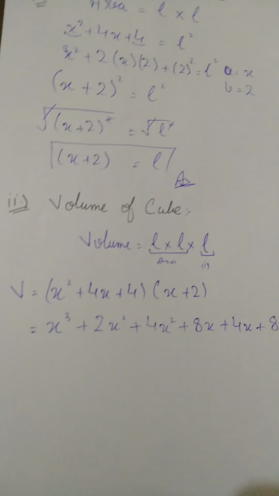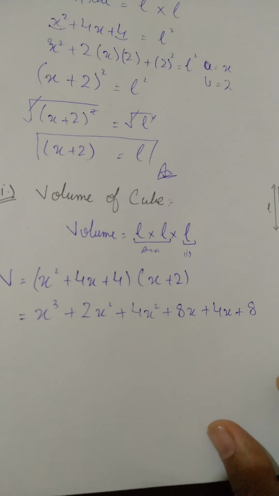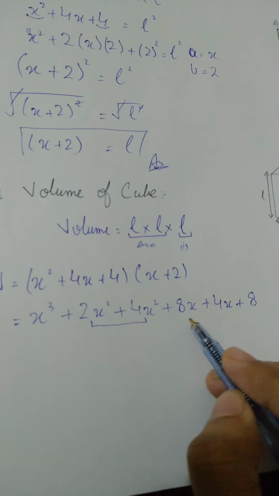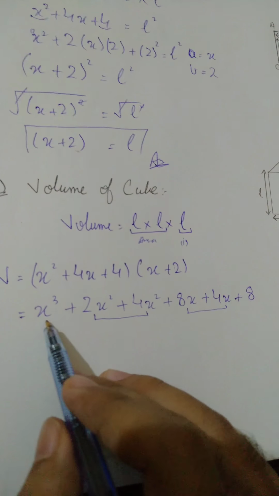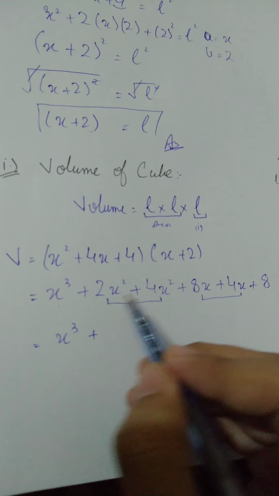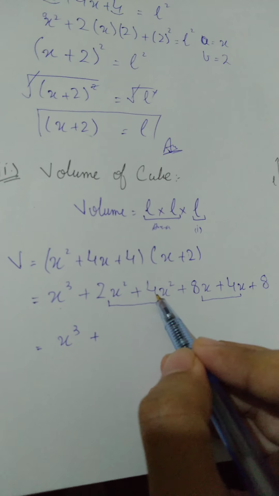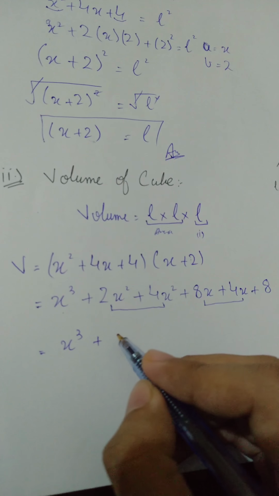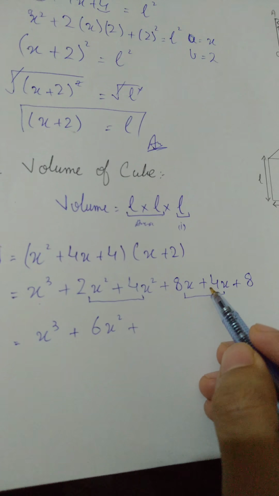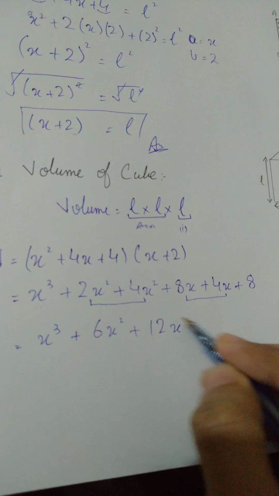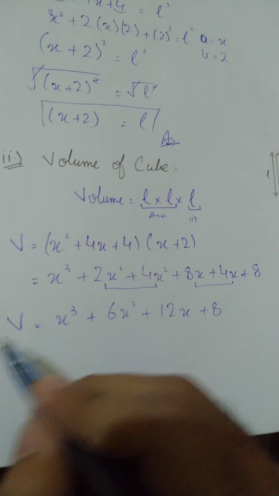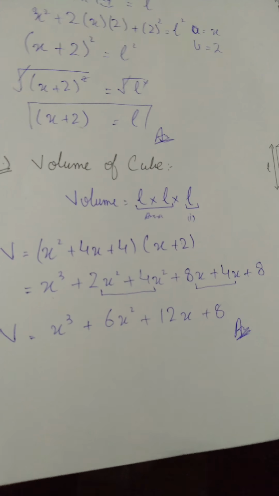Now let's simplify the values which are same in power. The x square values, the simple x values, and the highest term x cube which is alone. So x cube plus 2x square plus 4x square, I'm adding them, so only the coefficients will add. 4 plus 2 is 6x square, then 8 plus 4 is 12x, and then plus 8. This is the most simplified form. This is my volume and this is my answer.